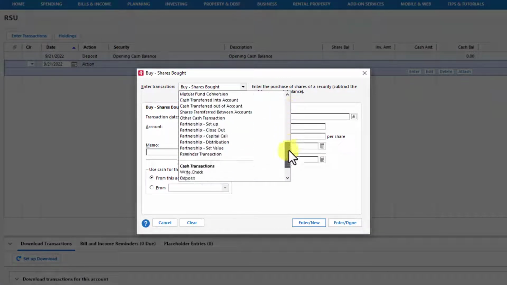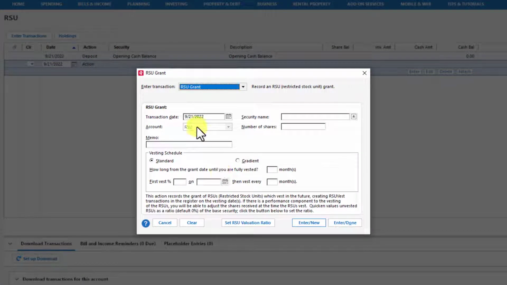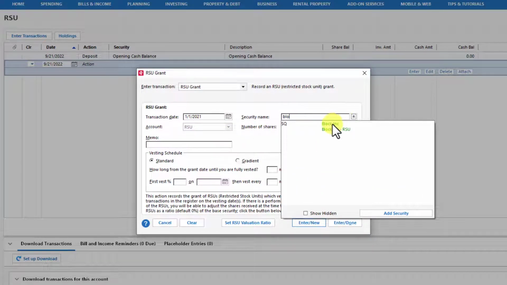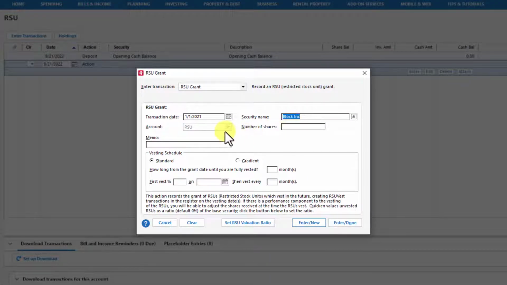So we're going to use the transaction command, RSU grant. And let's go back in time to January 1st, 2021. And let's use the security Block, formerly known as Square. And to keep things easy, we're going to say we have 1,000 shares, and we're going to say 1,000 RSUs issued. And now we have a choice between the vesting schedule.